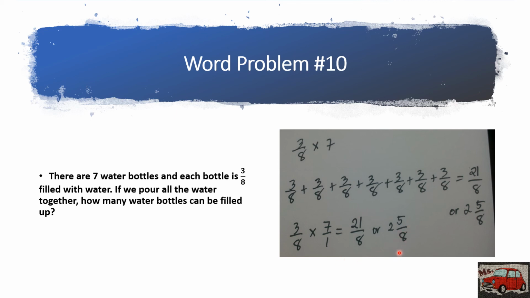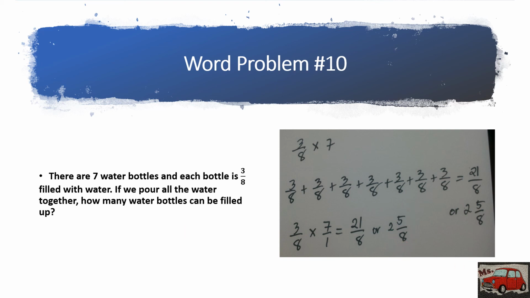So, ibig sabihin, kung ilalagay natin ulit yung tubig sa bottles at pupunuin natin yun, mapupuno natin yung 2 bote and isa pa pero hindi siya puno kasi 5 over 8 lang yung nalagyan. Okay? So basically to answer the question, 2 bote yung napuno natin. Gamit yung tubig dun sa 7 water bottles na may lamang 3 over 8 filled of water. Okay? And meron pang 5 over 8.